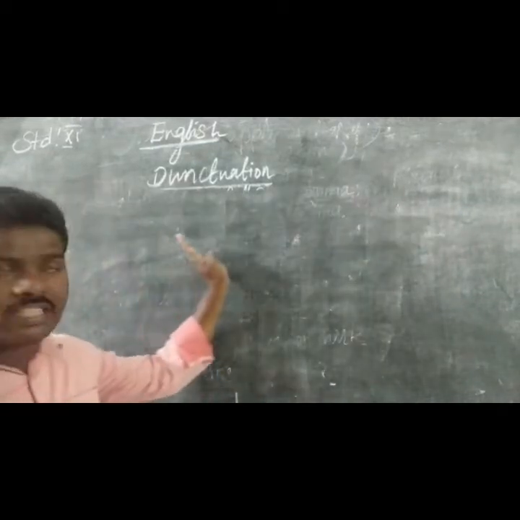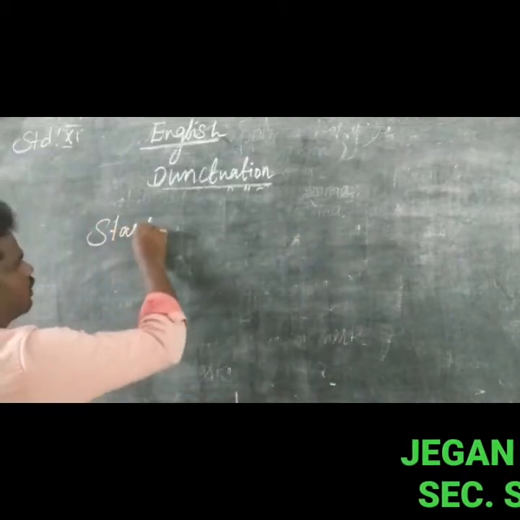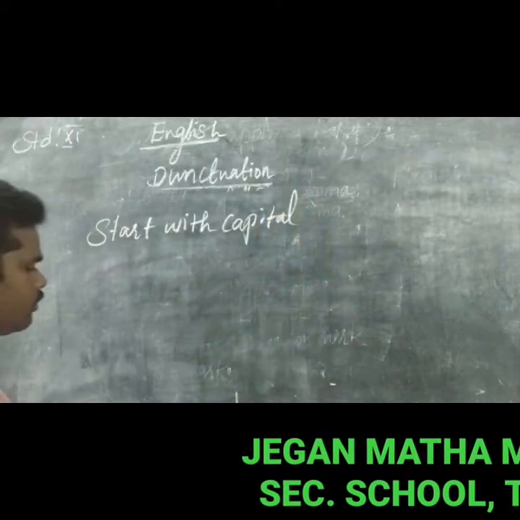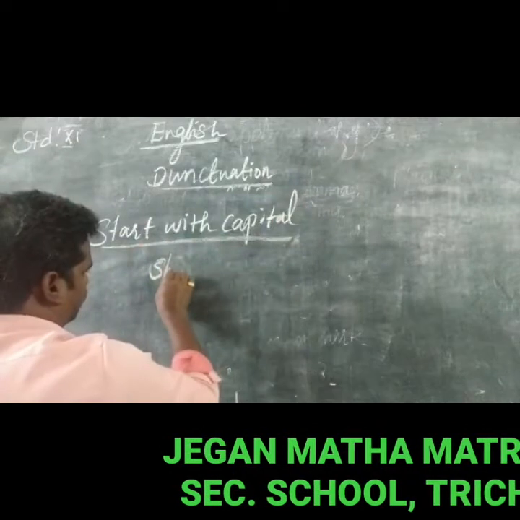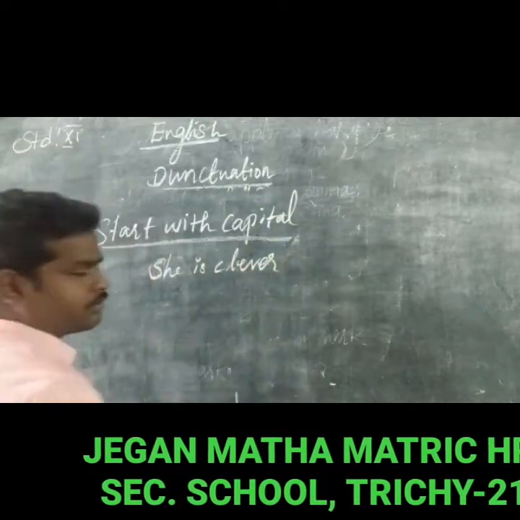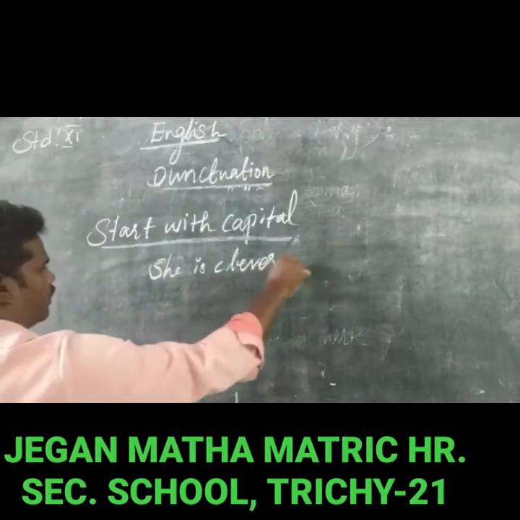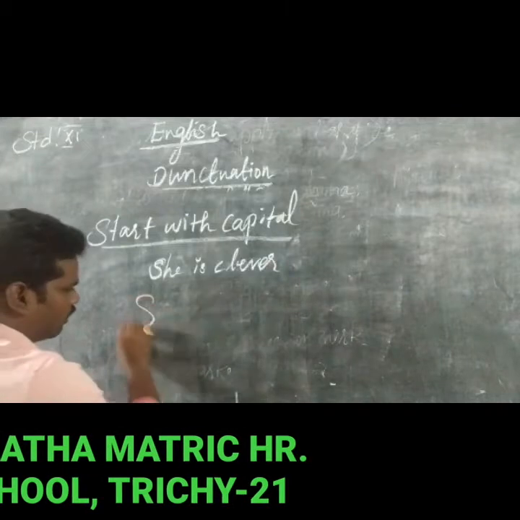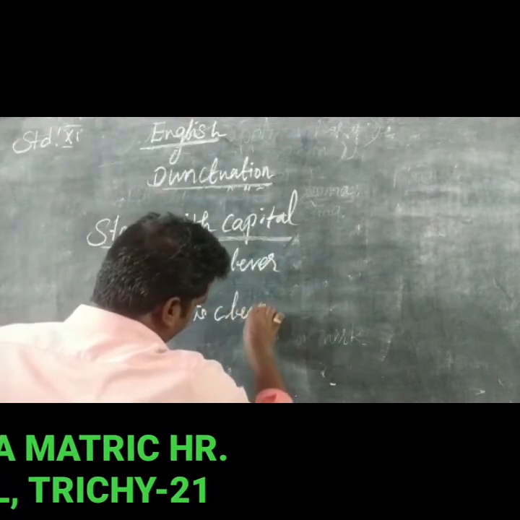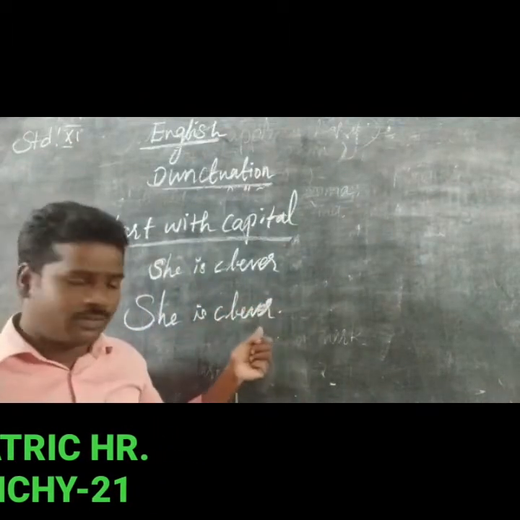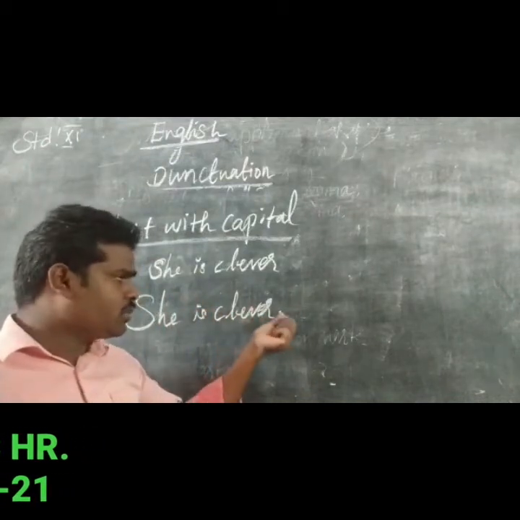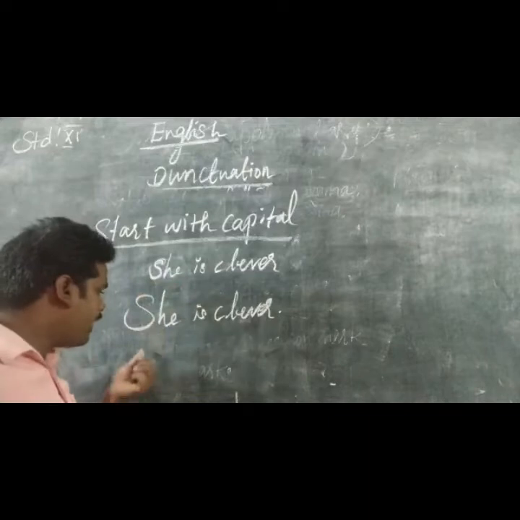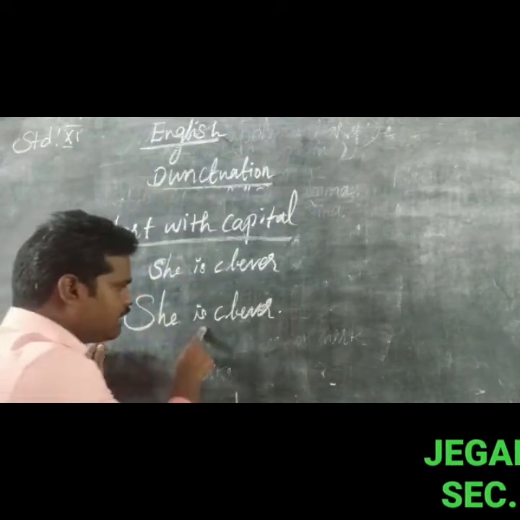Now the first one, start with capital letters. For example, she is clever. Here this is a small letter. Now we have to use correct punctuation. Here, she is clever, full stop. There is no full stop, and that is also punctuation, so that it is a complete sentence. After that, we have to use one full stop. At the beginning of the sentence, I have used a small letter, so I have changed it to capital. She is clever.